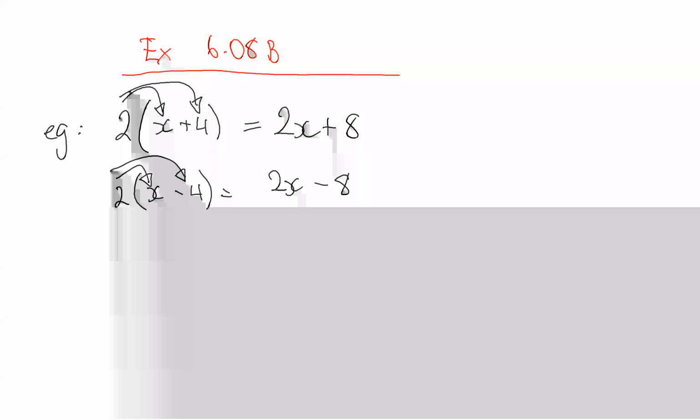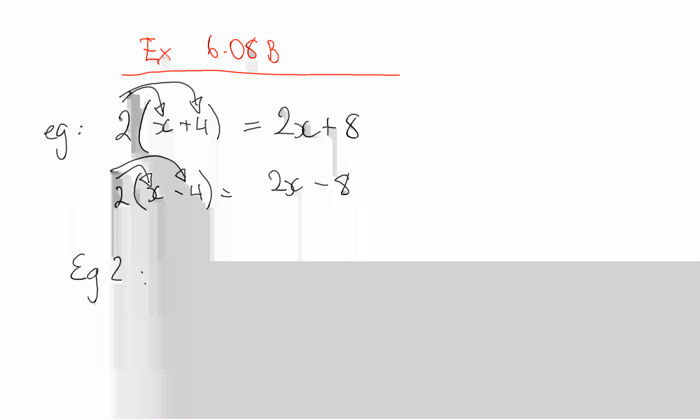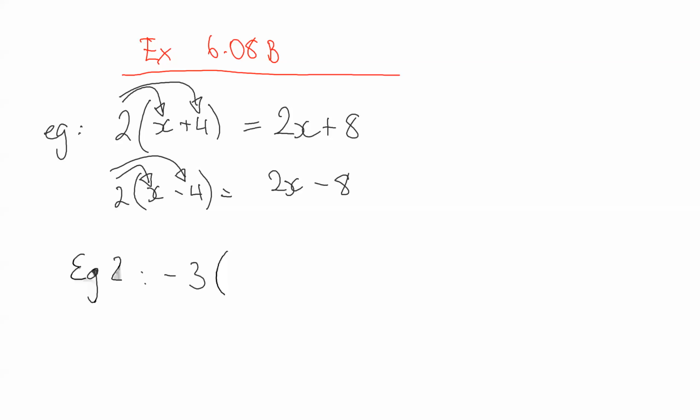So I'm going to put example 2. Let's use negative 3 bracket x plus 2. When we have an expression like this, we apply the same rule. We multiply the number that's outside the bracket with the numbers and letters inside the bracket. So negative 3 times x is going to be negative 3x. Negative 3 times 2 is going to be negative 6.